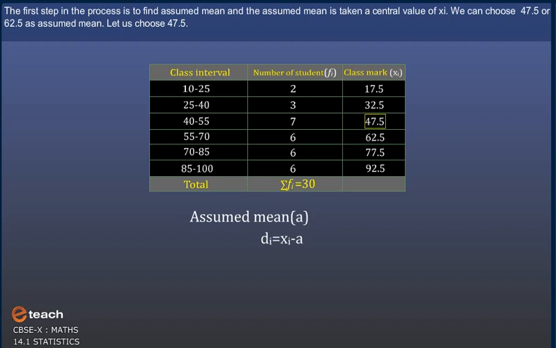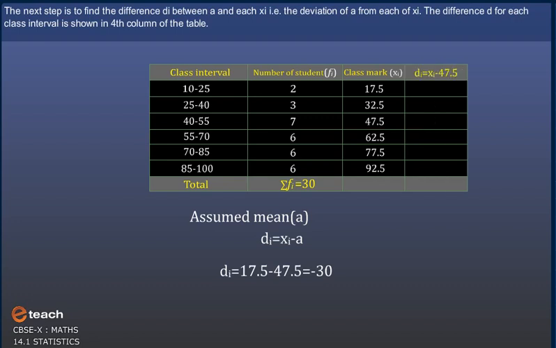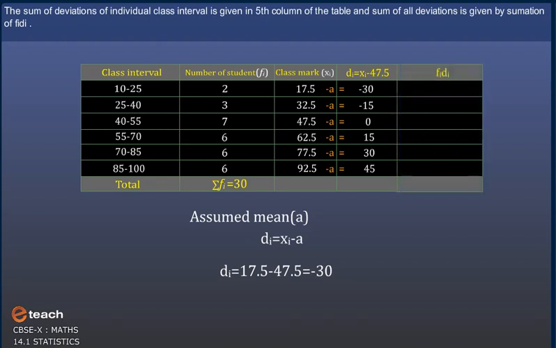Let us choose 47.5. The next step is to find the difference di between a and each xi. That is the deviation of a from each of xi. The difference d for each class interval is shown in the fourth column of the table. The sum of deviations of individual class intervals is given in the fifth column of the table. And the sum of all deviations is given by summation of fi di.